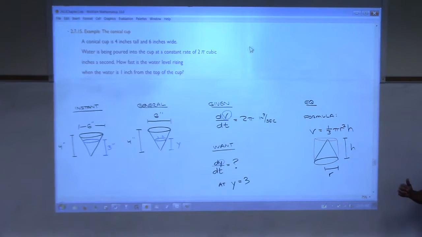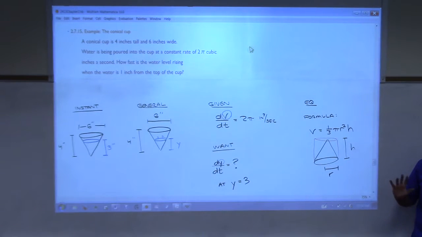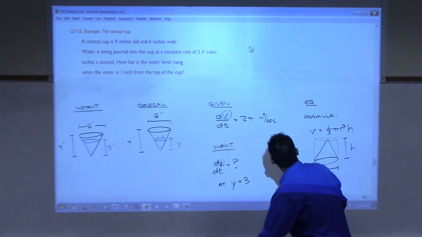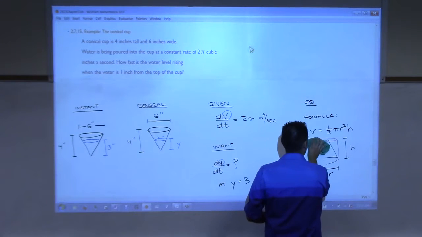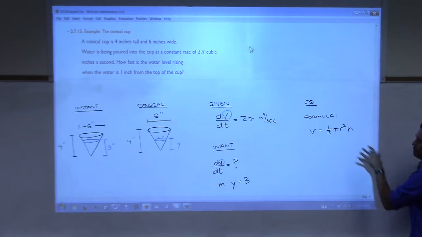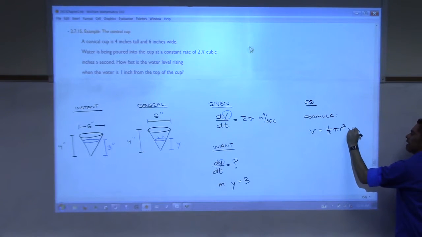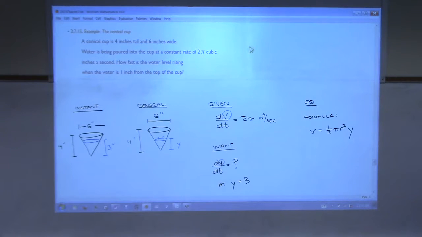The other issue is that I'm using h in this formula for the height, right? And in my problem, I used y. So let's just get everything in order first before we do anything. That's the formula out of the book. If I change it to match my situation, I need to change what here to what? Just change the h to y. Okay, so now that formula matches what I have drawn on my page. So there's my equation.